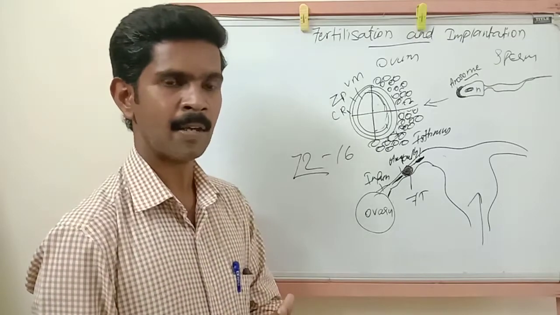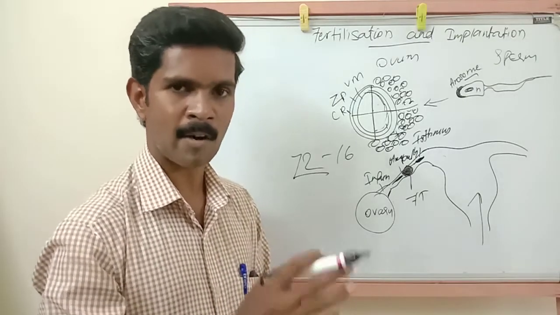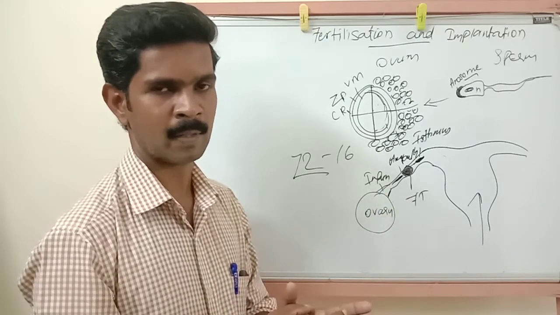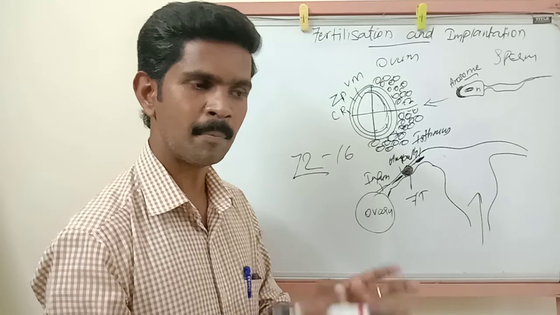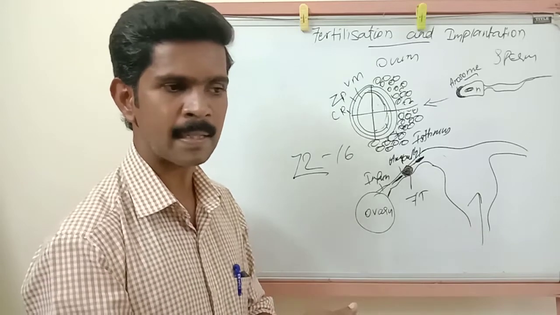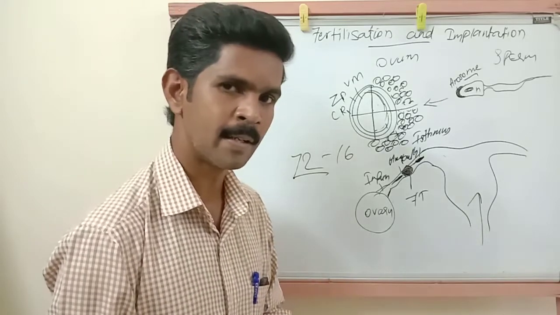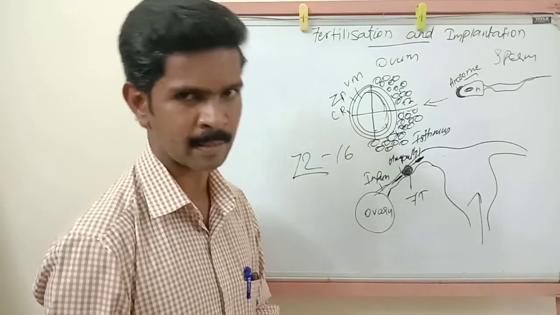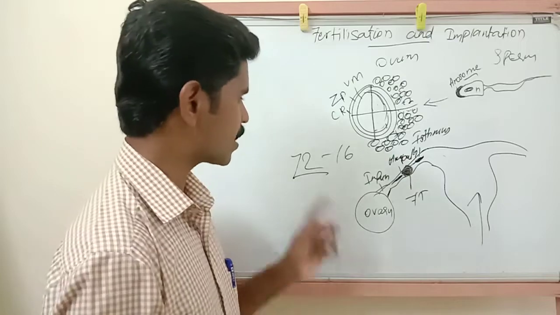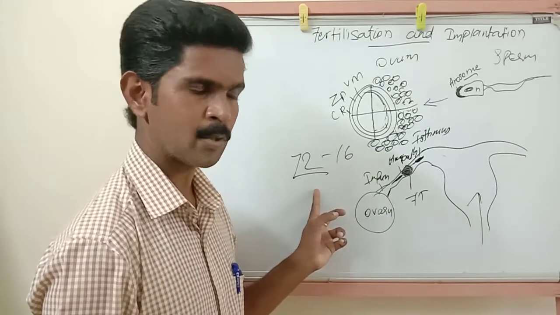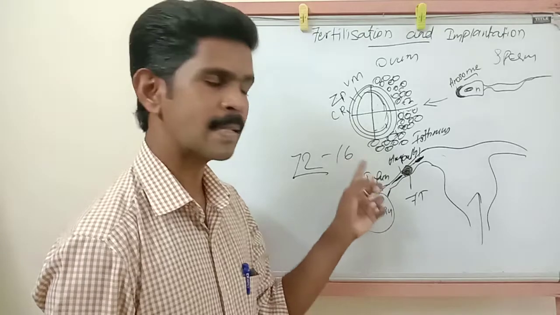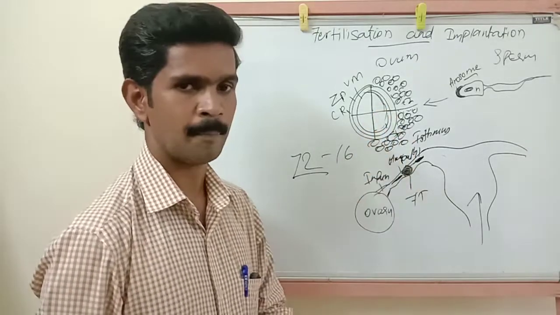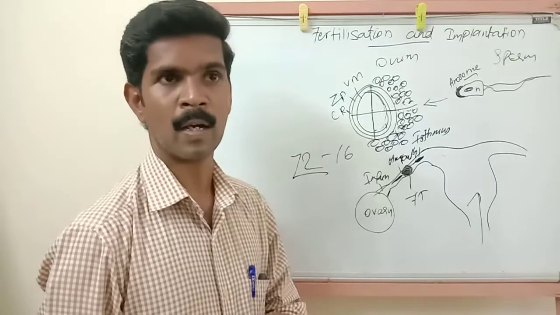So listen very carefully. The cleavage process starts when both cells join together. Immediately after the joining of the egg cell and sperm cell, the zygote is formed. The zygote is divided into 2 cells, then 4 cells, then 8, 16. Like that, the cell number increases. So within 72 hours, 16 or more than 16 cells are formed in the zygote. Now this stage is called morula.